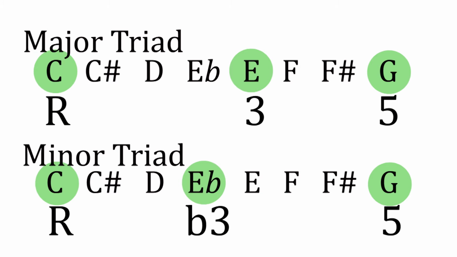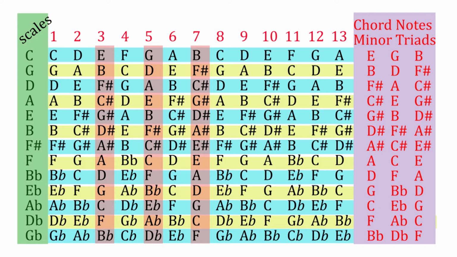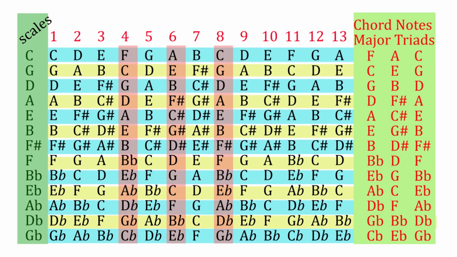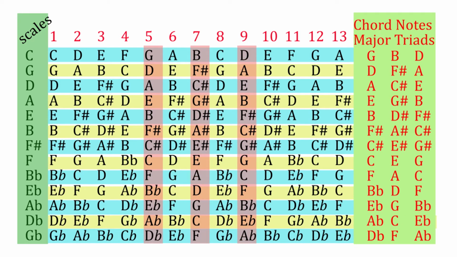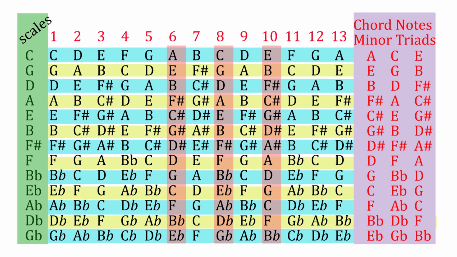So let's see what happens when you build up a triad on the 3rd degree of the scale. In this case, it is also a minor triad. You can count the intervals to prove this. A triad built on the 4th degree of the major scale is a major triad. On the 5th degree of the major scale is a major triad. On the 6th degree of the major scale is a minor triad.